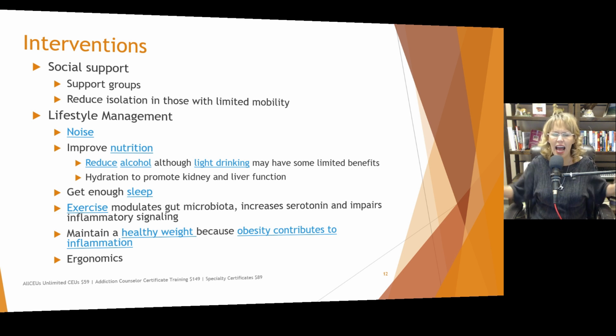And during COVID, alcohol consumption has just gone through the roof. And that is increasing inflammation, which is increasing mood symptoms, which is reducing immunity, which is making people more susceptible to illness.